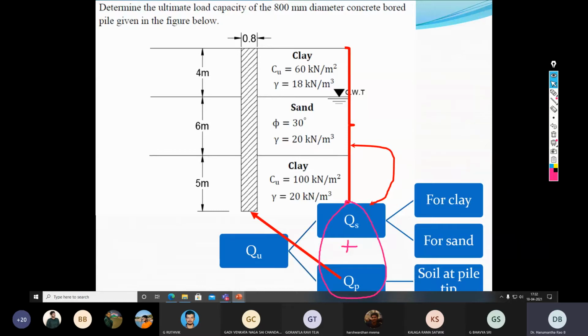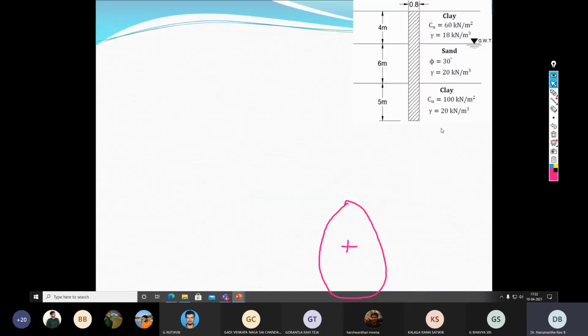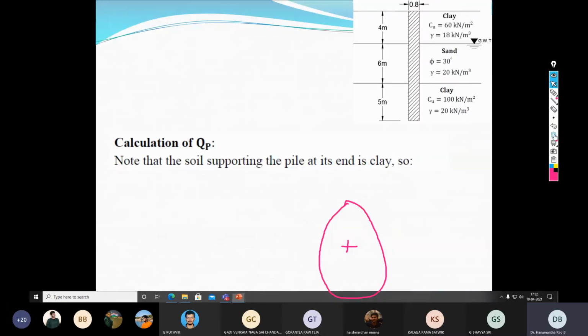So if anybody has any question, please ask me right now, before we proceed into the calculations part. Once you understand the simple part, the rest is only how best we can utilize the analytical equations. Okay, so let us go.